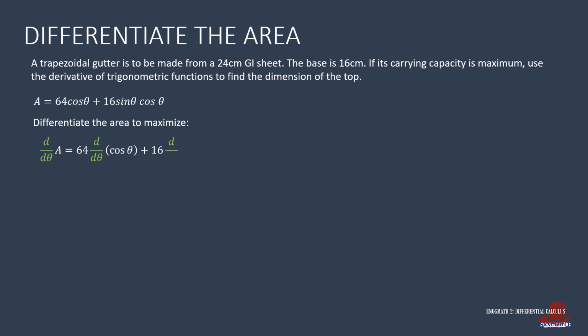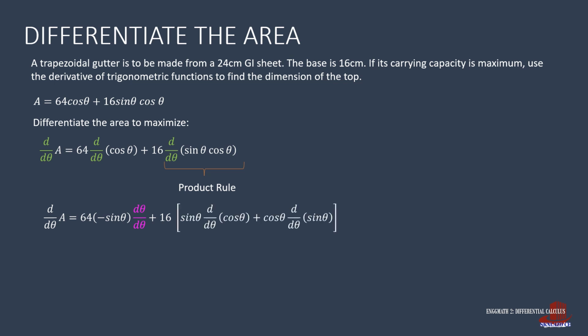The first term only has the derivative of cosine theta. The second term has two factors, sine theta and cosine of theta, and this requires differentiation through the product rule. dA over d theta is then 64 times the derivative of cosine, which is negative sine of theta, with d theta over d theta. The second term is differentiated as 16 with the first term sine theta times the derivative of cosine theta plus cosine of theta with the derivative of sine of theta.